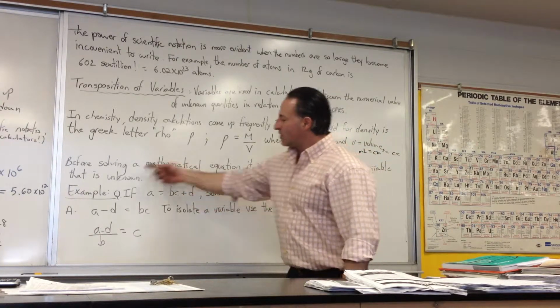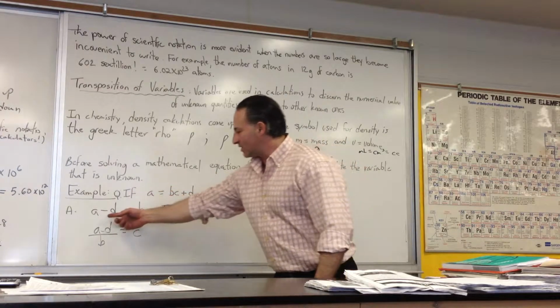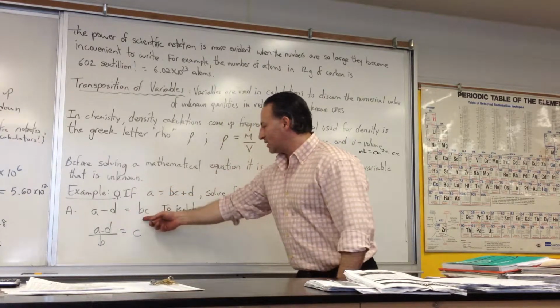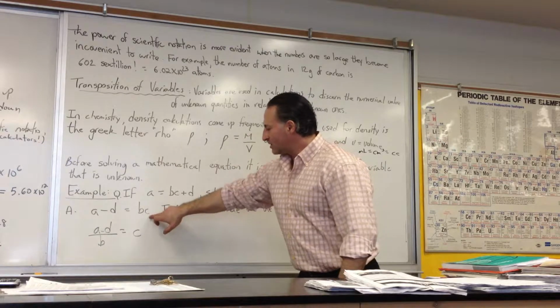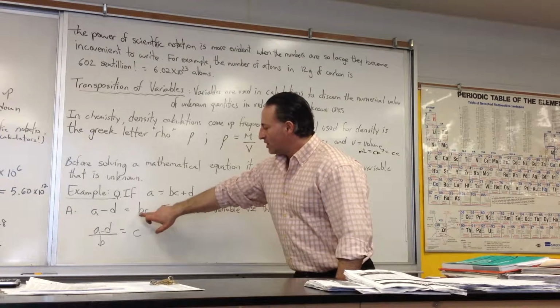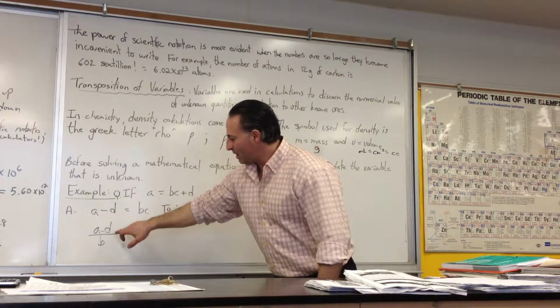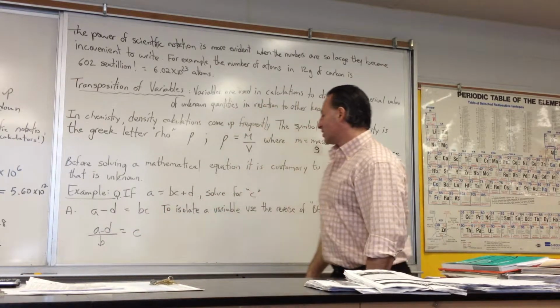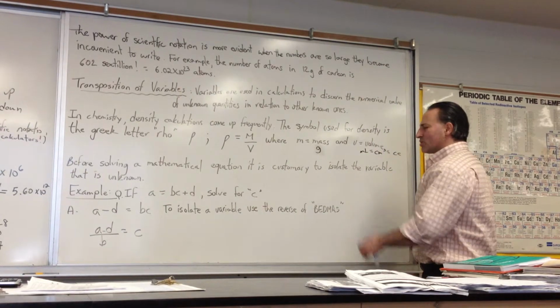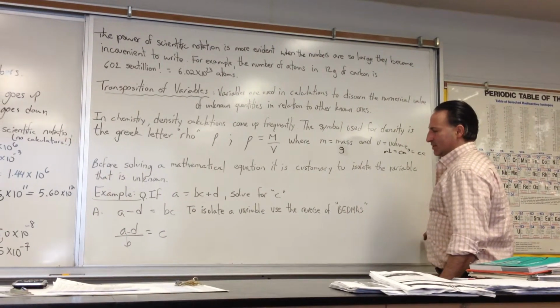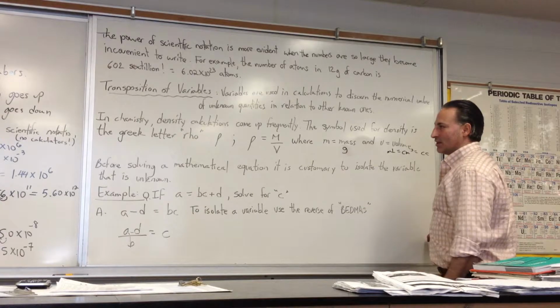It's added on this side, so when we bring it over to the other side, it becomes a subtraction. A minus D is equal to BC. And then if we want to isolate C, here it's multiplied by B. So if we divide B on both sides, the B here disappears, and we get A minus D over B is equal to C. You can use the reverse of BEDMAS, the order of operations, when you isolate the variables.